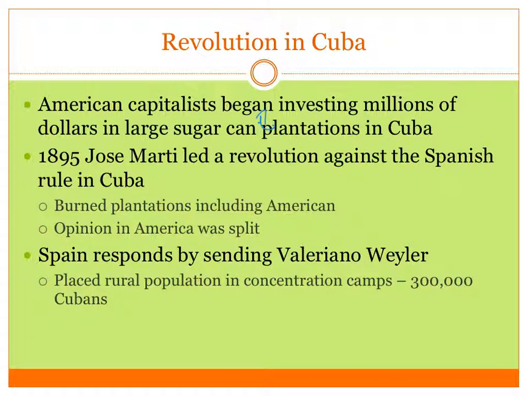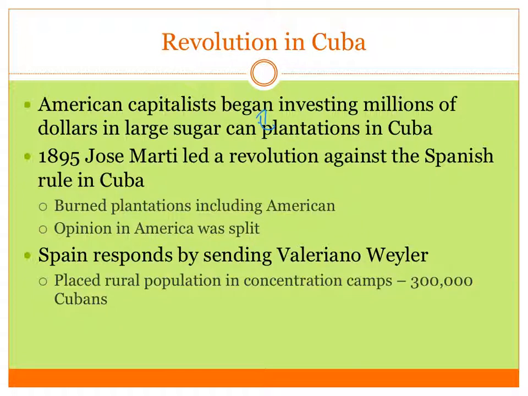It's going to disrupt that sugarcane plantation production. In the process of a revolution, it is war. So plantations were burned, causing distress for these American businessmen who had invested millions of dollars. But at the time, American opinion was split. Some thought America should get involved, some thought that they shouldn't.